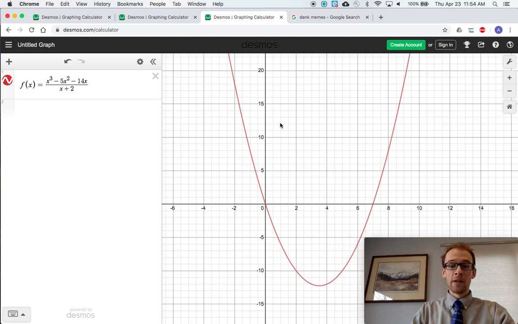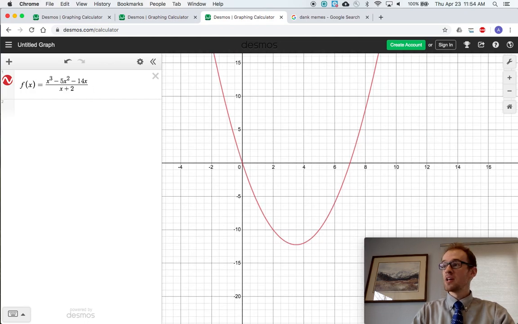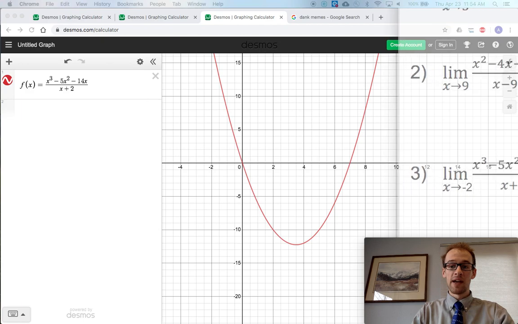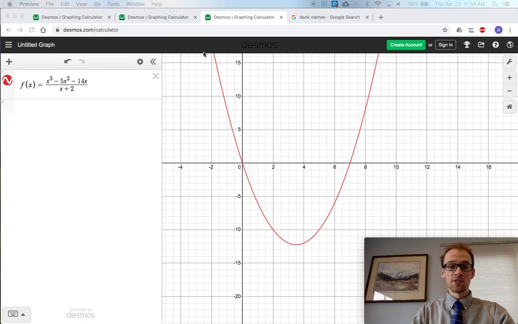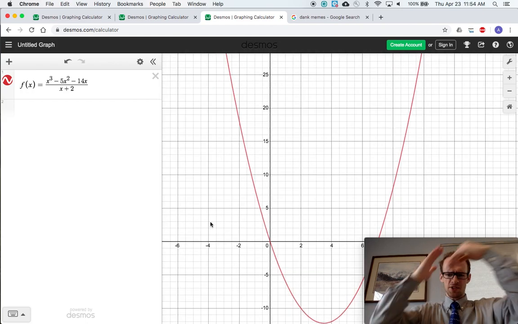Okay, here I have graphed the third function, and we want to know what is the limit as x approaches negative 2. Well, this looks like a nice parabola. If I plug in a negative 2 there, I'm going to have a 0 denominator, which causes problems. It should be undefined. So why don't I see an infinite discontinuity at negative 2 like I did in the last example?